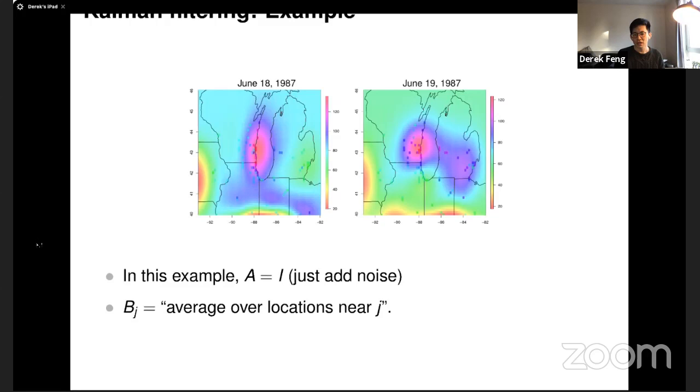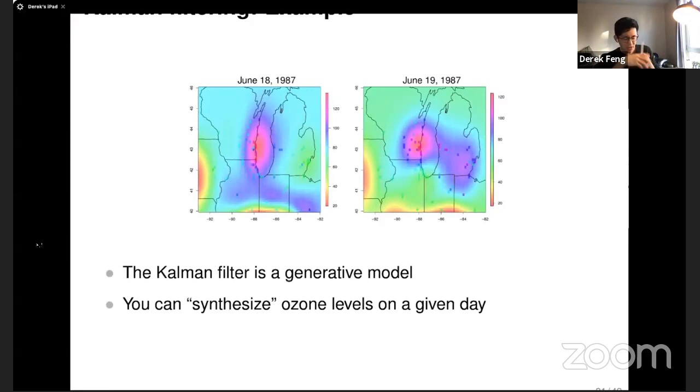Anyway, I thought this was a really cool application of these Gaussian hidden Markov models. You're able to take advantage of the fact that I have multiple ozone readings across time, like some type of local smoothing across time and space in some sense. Okay, cool.